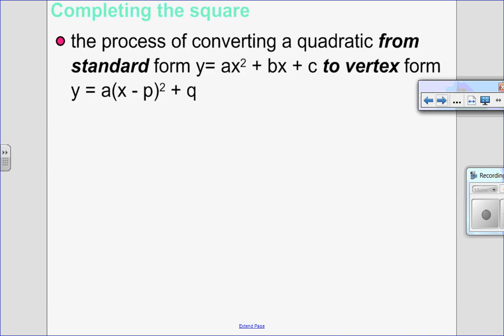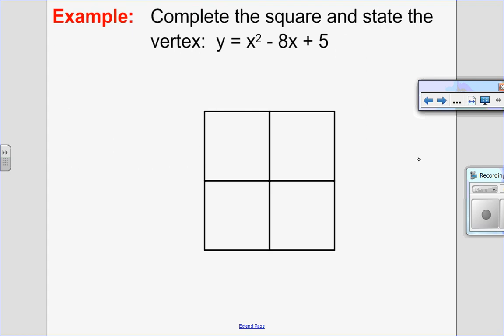So this idea of completing the square, taking a quadratic and turning it into, at least in part, a perfect square trinomial, is the process that we do to take a quadratic from standard form to vertex form. So let's try another one. I want to complete the square and state the vertex. Right now I know it's not a perfect square because 5 is not a perfect square. So let's focus on just this part here.